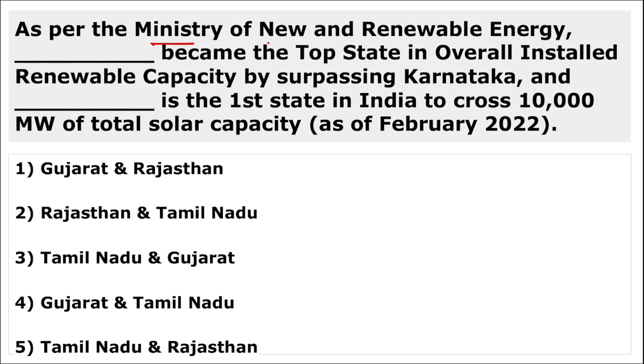Next, as per the Ministry of New and Renewable Energy, which state became the top state in overall installed renewable capacity by surpassing Karnataka? We just saw this. It was your Tamil Nadu that became the top state in India in overall installed renewable capacity by surpassing Karnataka. And which is the first state in India to cross 10,000 megawatt of total solar capacity? We discussed this also. It is Rajasthan. So the correct option here is Tamil Nadu and Rajasthan, that is option 5.